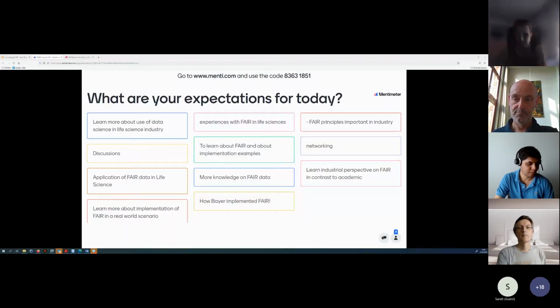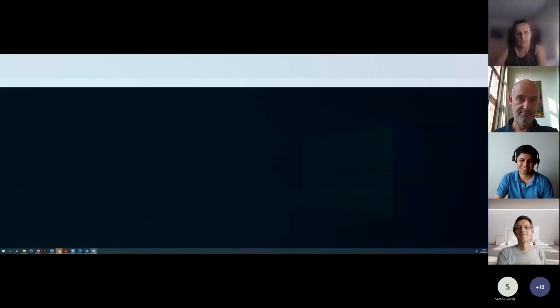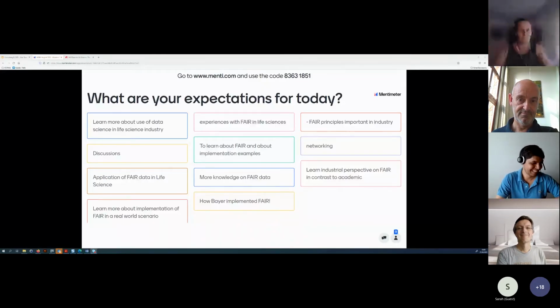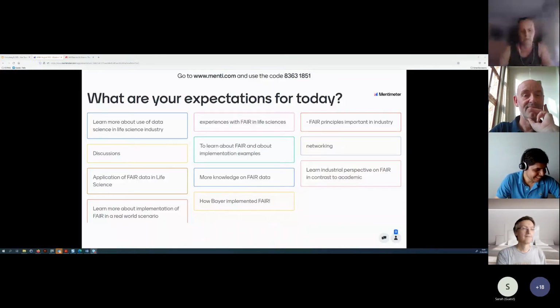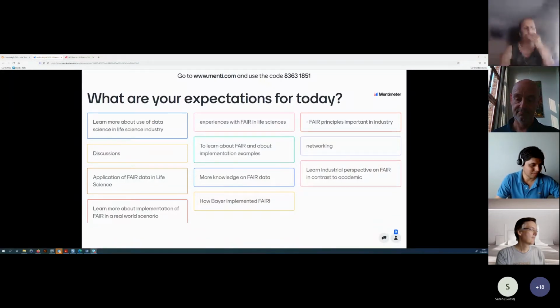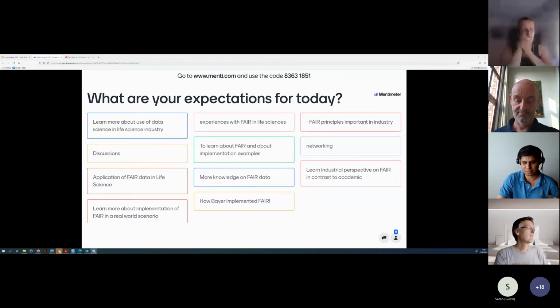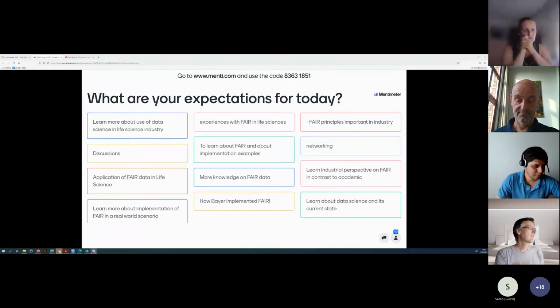How Bear implemented FAIR. Wow, very specific. So far, I think the trend is to learn how FAIR principles and FAIR practices are implemented in industry. That's really cool. Yeah. So while we are waiting, please continue registering your responses.